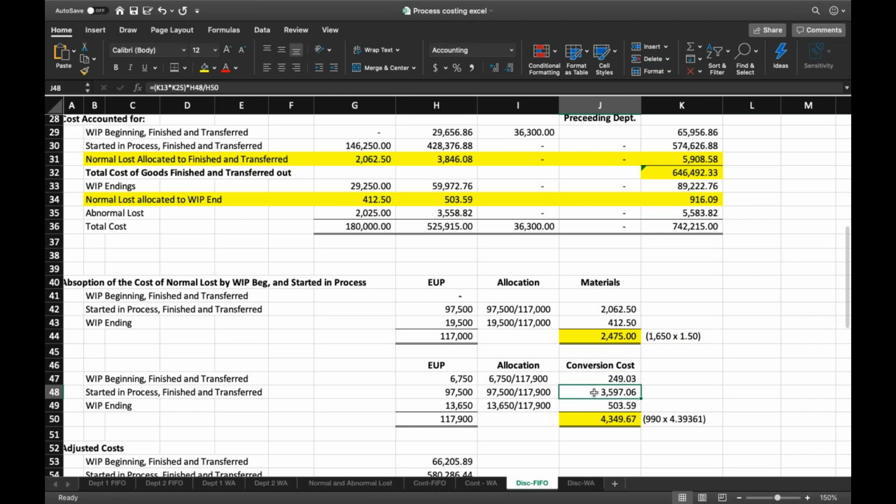So for started in process, same thing: 4,349 times 97,500 over 117,900 equals 3,597. Same with work in process end. So the total conversion cost of the normal loss to be allocated to work in process beginning and started in process is 249 and 3,597. The total of these two, let me add, is 3,846.08. This is it.